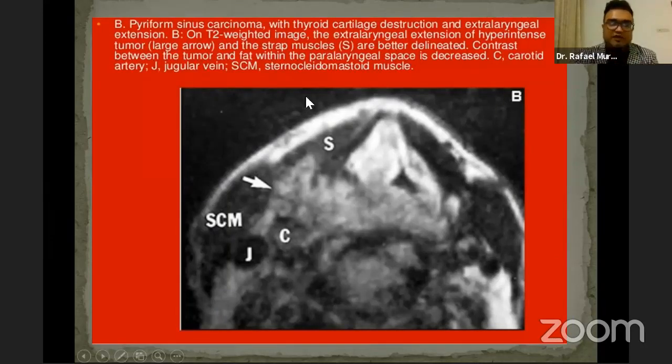This is another piriform sinus carcinoma with thyroid cartilage destruction and extralaryngeal extension. On T2-weighted image, the extralaryngeal extension of the hyperintense tumor and the strap muscles are better delineated, and the contrast between the tumor and the fat within the paralaryngeal space is decreased, and the carotid artery, jugular vein, and the sternocleidomastoid muscle. So next slide, please.